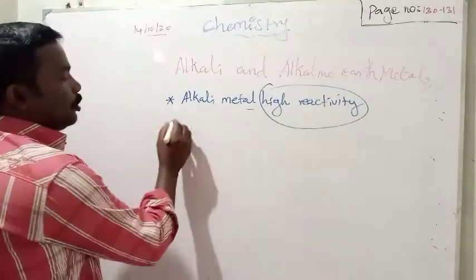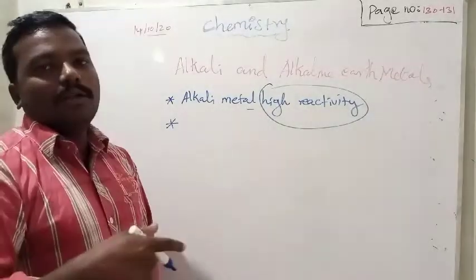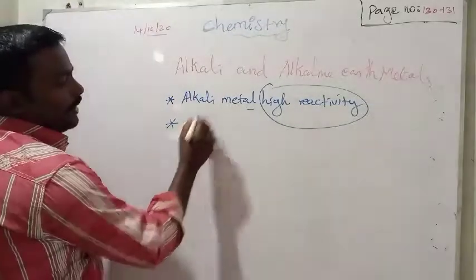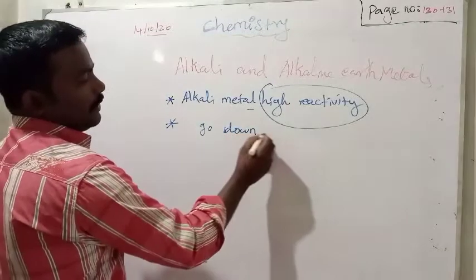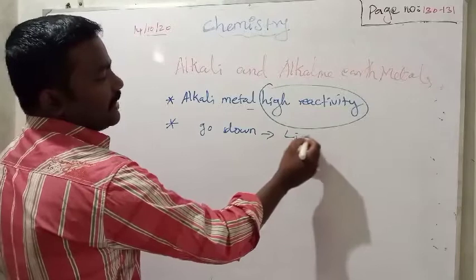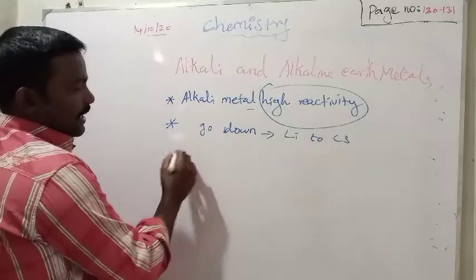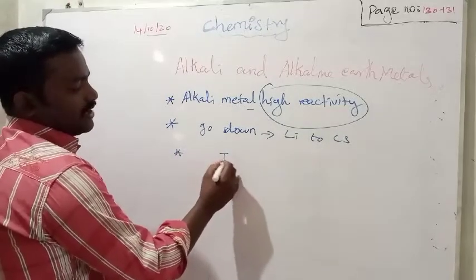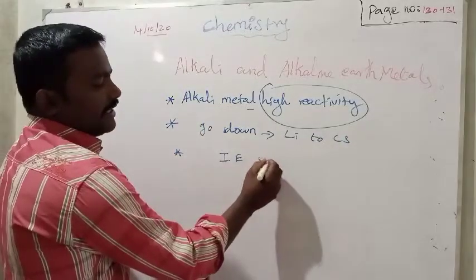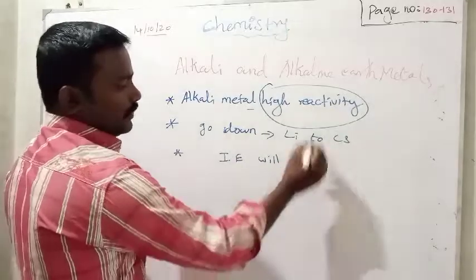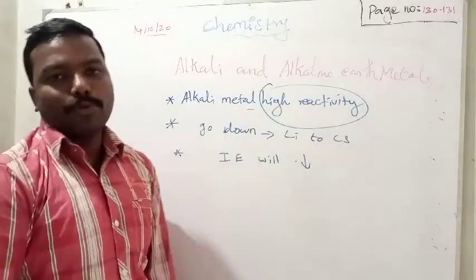Usually we have vertical columns called groups, and we are learning about the first group. Going down the group from top to bottom, the reactivity will increase from lithium to cesium. Why does the reactivity increase? Because down the group, ionization energy, ionization potential, will decrease. Because of the decrease of ionization energy, reactivity will increase from top to bottom.